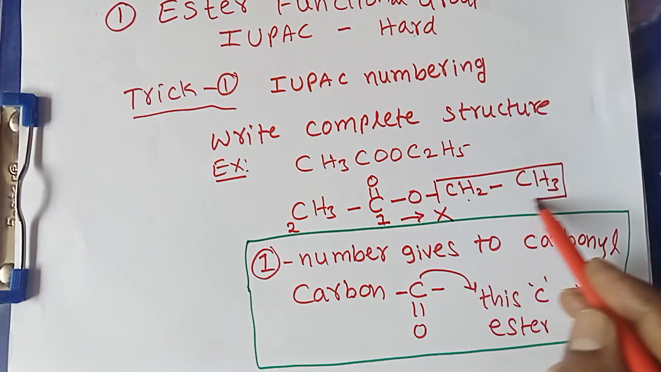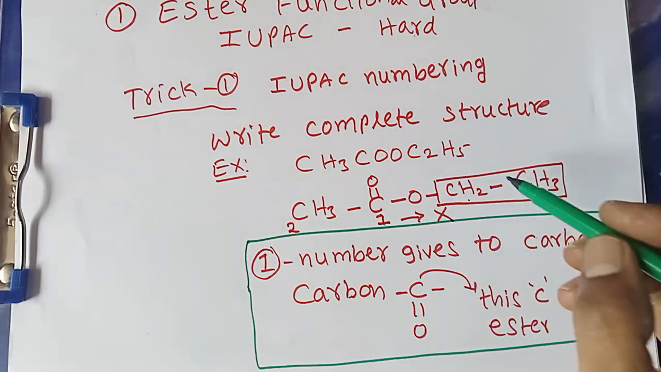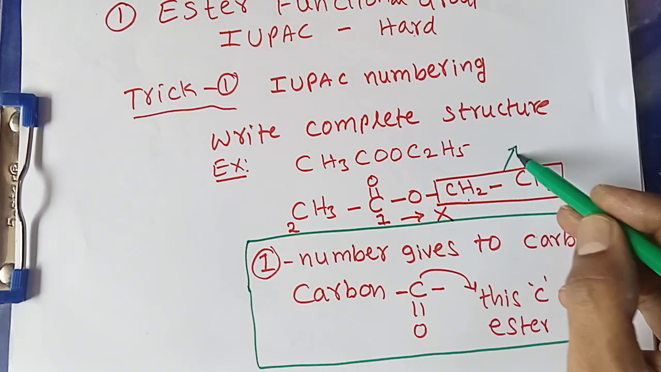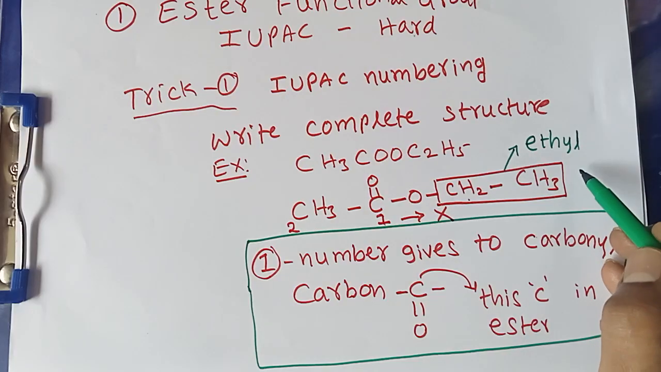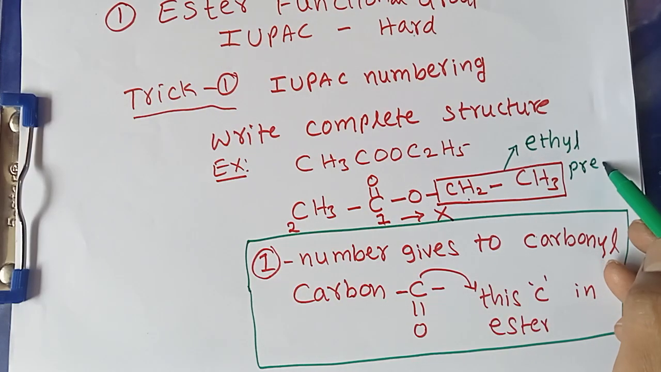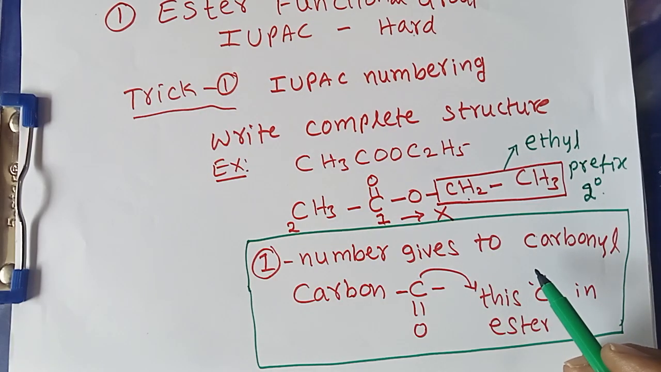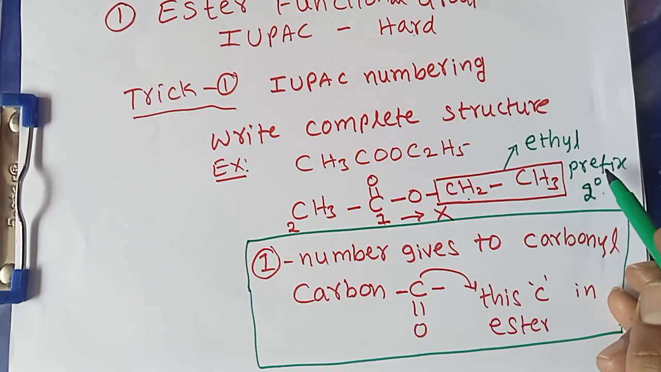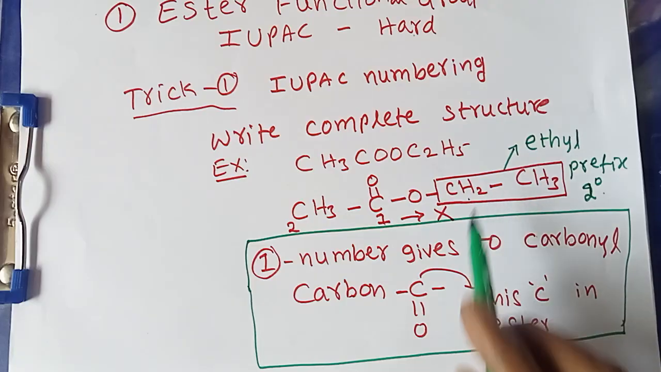These carbons are not in the parent chain or the numbering, so this is a separate name, used as a prefix. What is this group name? This group is the ethyl group. Ethyl is the secondary prefix. In one video we discuss prefix, suffix, meaning and arrangement also. But here this group name is ethyl.